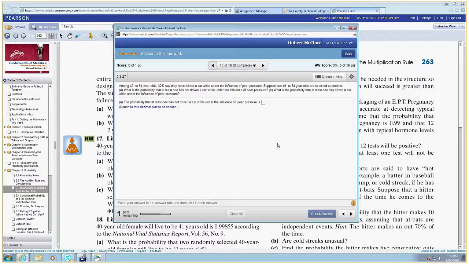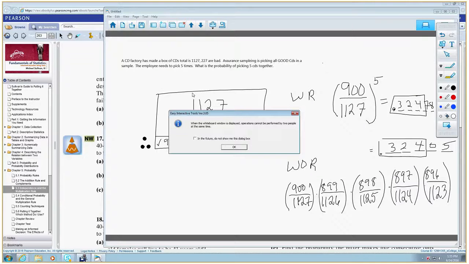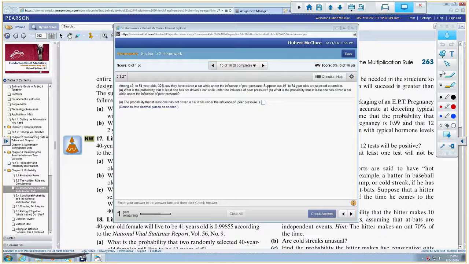Again, you got to read. Suppose 49 to 54-year-olds are selected at random. What is the probability that at least one has not driven a car while under the influence? What is the probability that at least one has driven a car? What does at least one mean? Well, let's do a number line, because this is where you got to think. The math here is not hard. You got to think. So let's take our handy dandy clear board. Go away. And let's just draw a number line on this book.